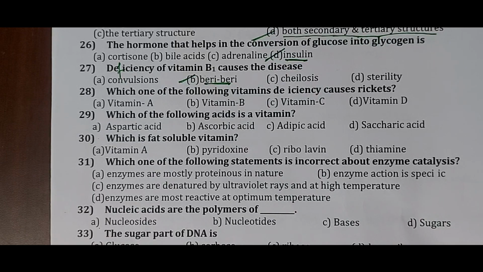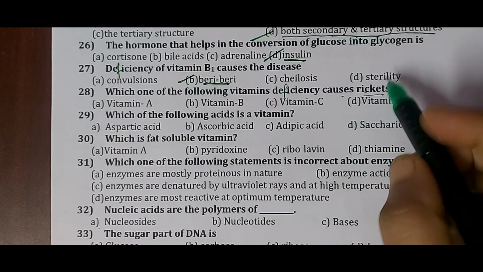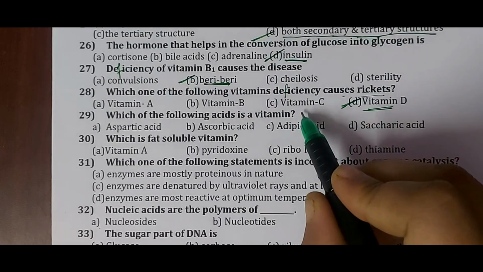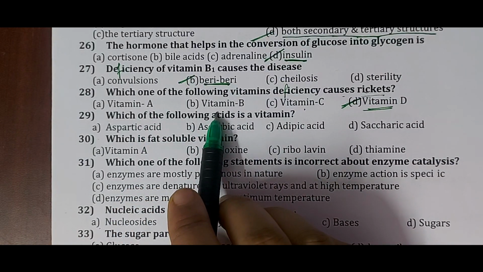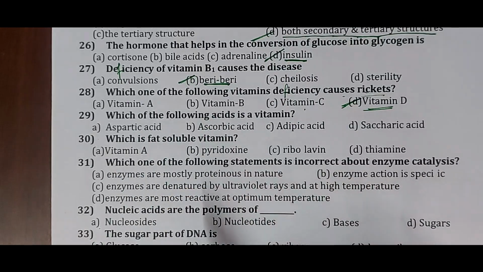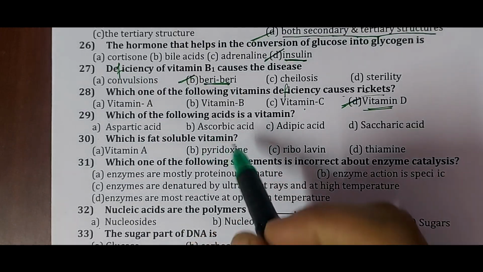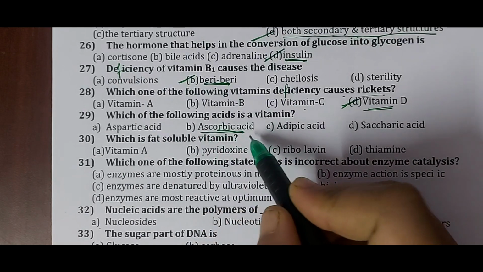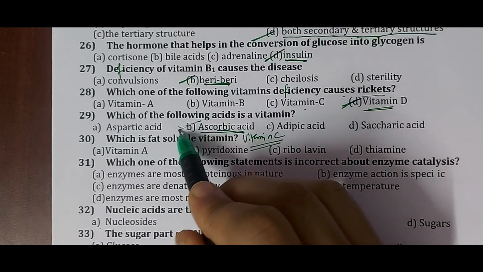Next, question number 21. Which of the following vitamin deficiencies causes rickets? So rickets is caused by the deficiency of vitamin D. Vitamin C is scurvy. Vitamin A is xerophthalmia. Vitamin B, in that it should be vitamin B1, B2, B6, B12. B1 beriberi, B2 cheilosis, B6 convulsions, and B12 pernicious anemia. Next, which of the following acids is a vitamin? So ascorbic acid is the name given for vitamin C. So the correct answer is option B.